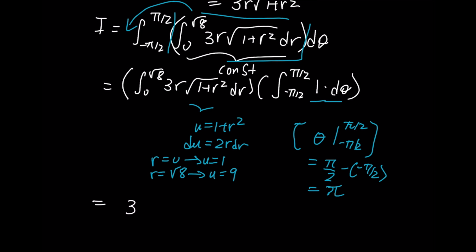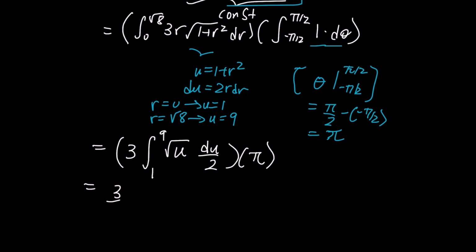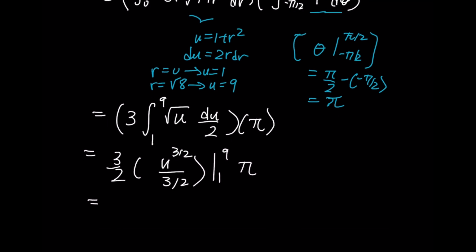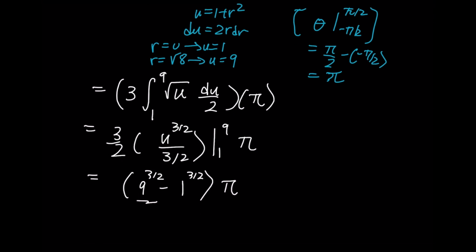What we'll now have is 3 square root of u du over 2 evaluated from 1 to 9, and this will multiply by pi. This produces a 3 over 2 u to the 3 halves over 3 over 2 evaluated from 1 to 9 times pi. The 3 halves and the 1 over 3 halves will cancel. I'll have 9 to the 3 halves minus 1 to the 3 halves times pi. This is saying square root of 9 cubed, which ends up being a 27 minus 1. So this produces 26 pi.